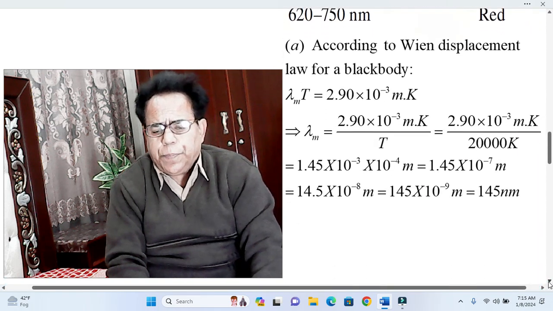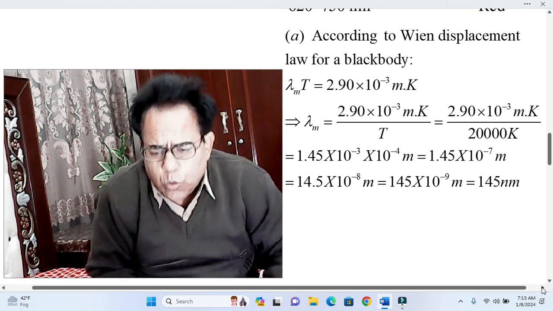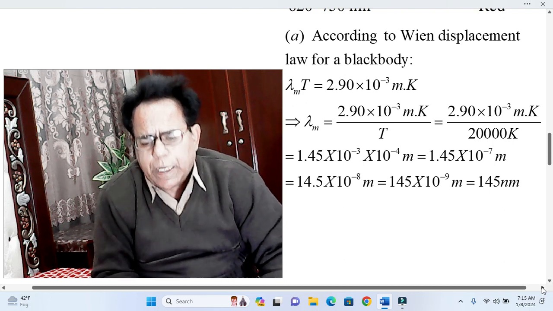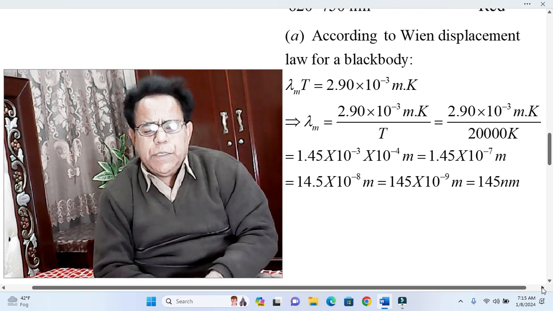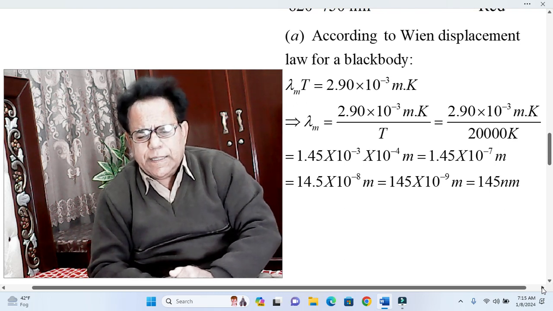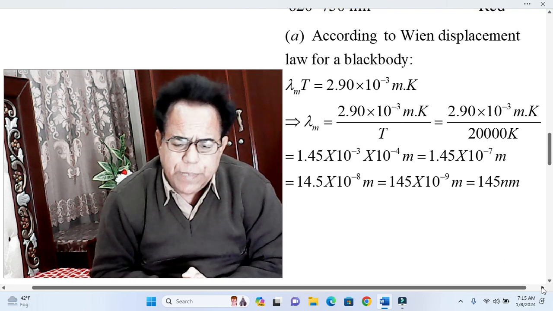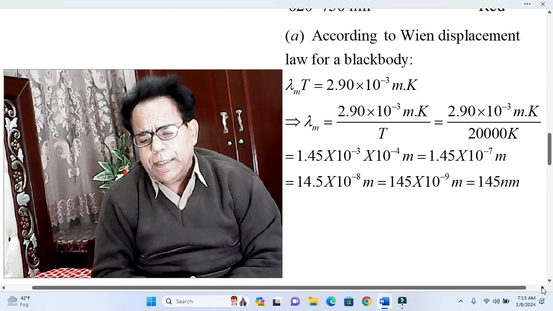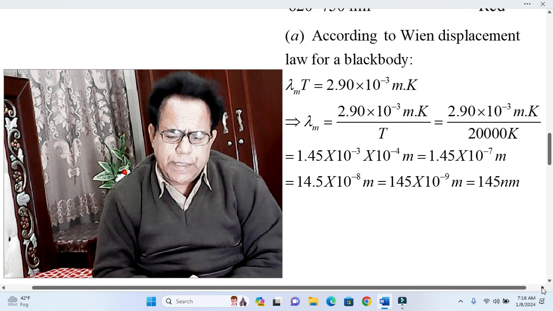Now we come towards part A in a regular formal manner. According to Wien displacement law for a black body, lambda m T is equal to 2.90 into 10 raised to the power minus 3 meter Kelvin, where lambda m is the peak wavelength, T is temperature, K is Kelvin, m is meter. From here, if we keep lambda m on one side, then temperature T will be shifted to the other side of the equality, and it will become the denominator.